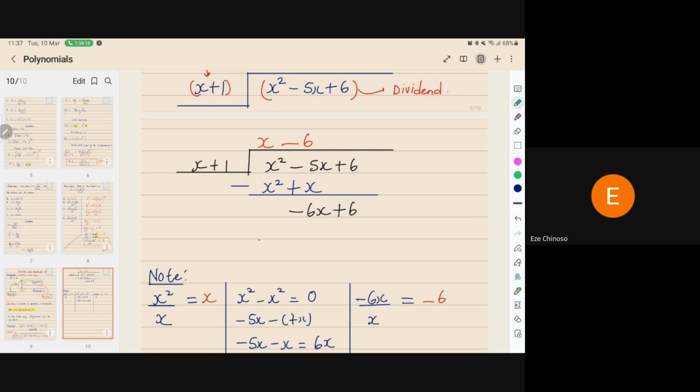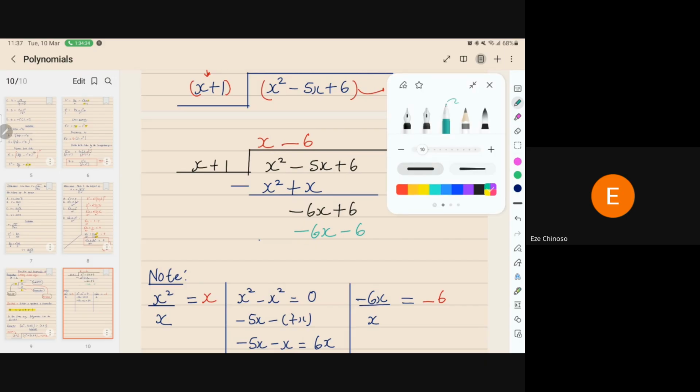Now, if I multiply that, minus 6 times x, I'm multiplying now. Minus 6 times x, that will give me what? Minus 6x. Then minus 6 times 1, that will give us minus 6. So now we want to do what? We want to subtract.